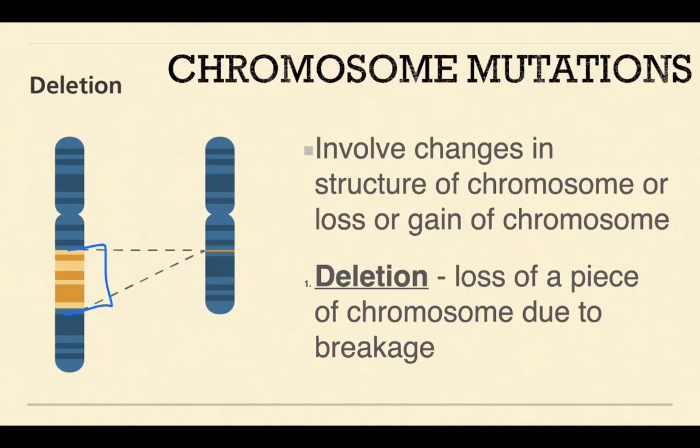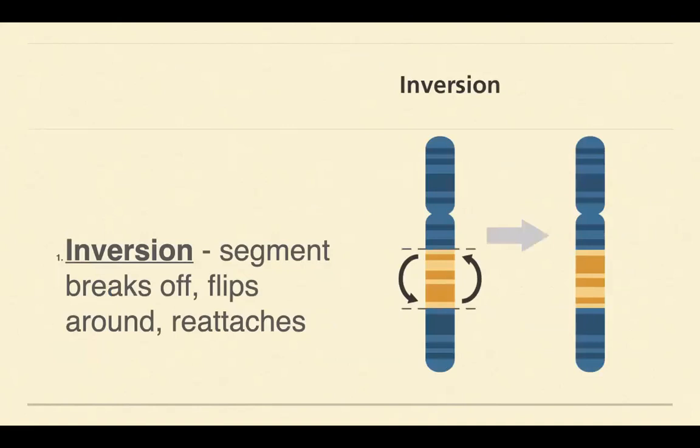Again, it depends on what chromosome this occurs on, how big the piece is, and what information was contained in those genes. The second kind of chromosomal mutation is called inversion. Basically, you have a segment of a chromosome that breaks off, flips around, and reattaches.